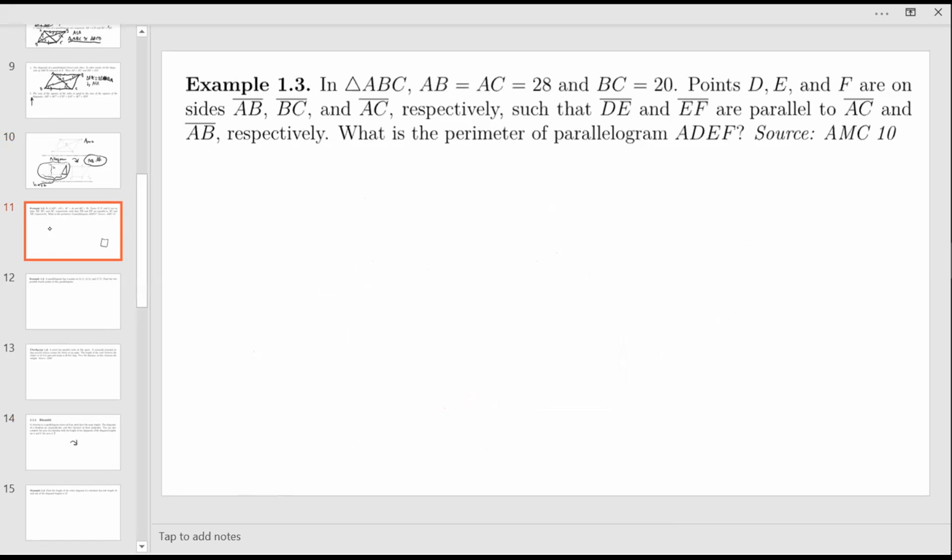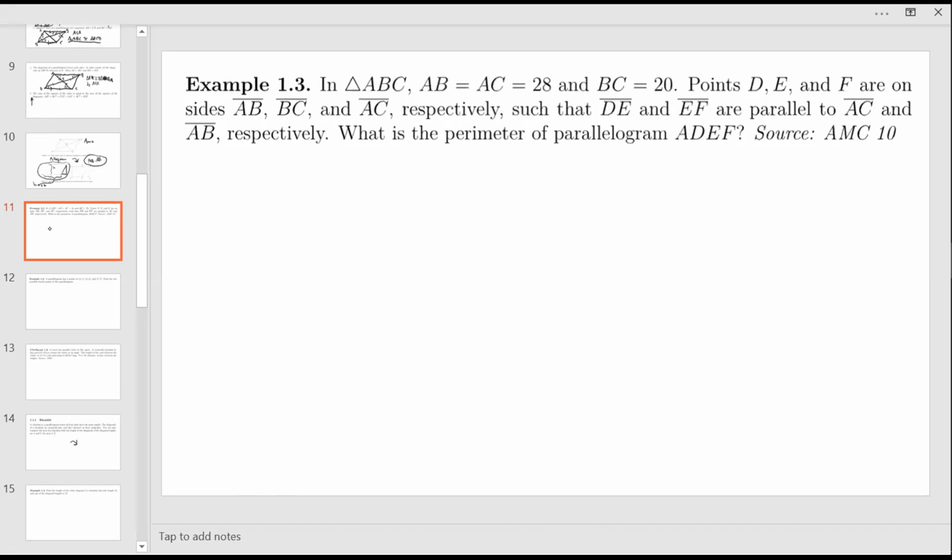Okay, now we'll try this example. In triangle ABC, we have AB equal to AC equal to 28, and BC equal to 20. Then we have points D, E, and F on AB, BC, and AC, so that DE and EF are parallel to AC and AB. What is the perimeter of parallelogram ADEF?